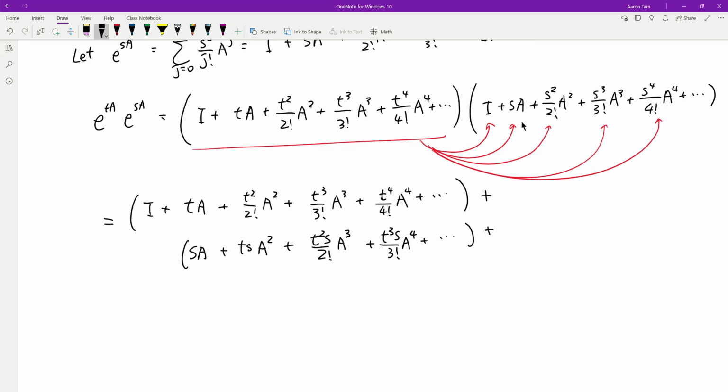Now we'll go to the third one. If I take I times s squared over 2 factorial a squared, that becomes s squared over 2 factorial a squared plus, and I'm going to take ta times s squared over 2 factorial a squared, that becomes ts squared over 2 factorial a to the third, plus the next term would be t squared s squared over, let's see, the third term multiplied by the third term, so it's 2 factorial times 2 factorial, a to the fourth plus dot dot dot.